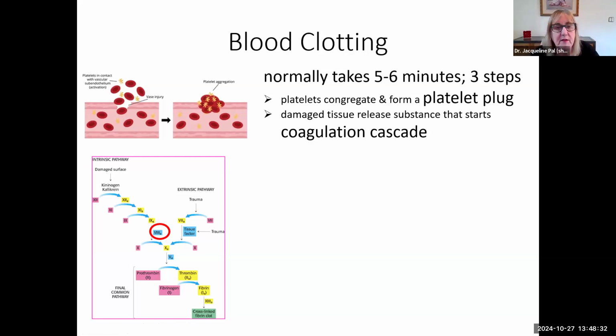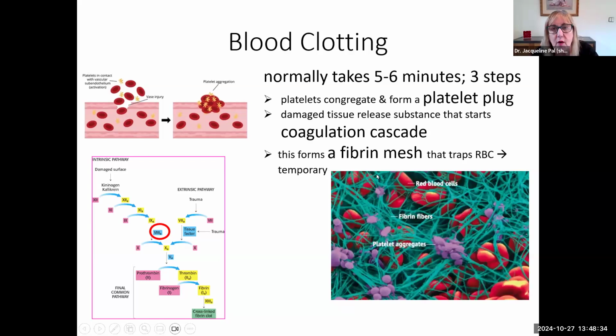And what is going to happen is fibrin is going to form this meshwork that is going to trap red blood cells temporarily near the site of where this platelet plug was. And so we're going to have the platelet plug and we're going to have the fibrin mesh and we're going to trap red blood cells. And yes, of course, white blood cells will get trapped there.